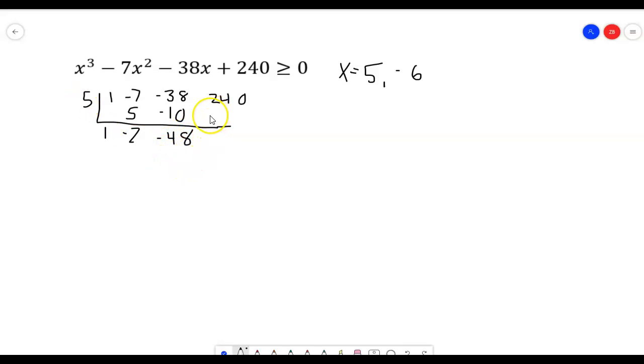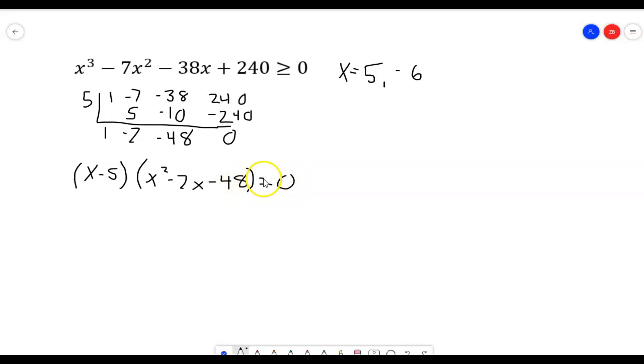5 times negative 48 is negative 240. Bring those down and you're going to get 0. So if I pull out x minus 5, that's the factor, using the root 5, I am left with x squared minus 2x minus 48 is equal to 0. At this point, I could either use synthetic division, pulling out the negative 6, or I can simply just factor this, which is what I'm going to do.